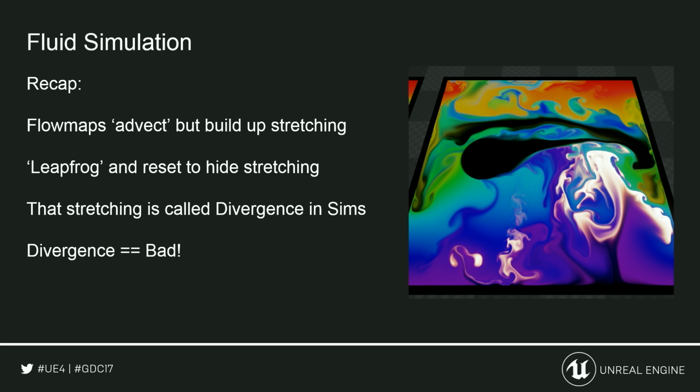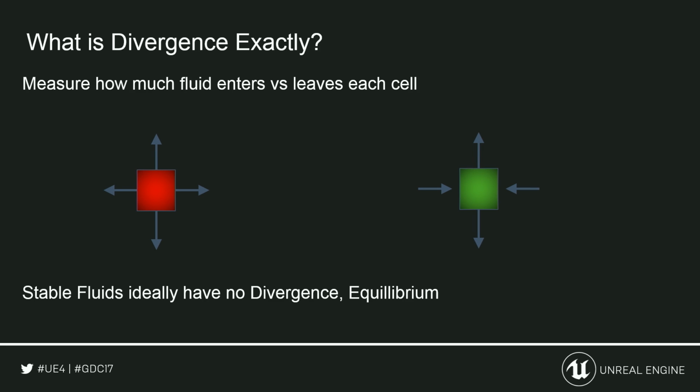And we can think about that stretching that builds up that flow maps try to hide as being something called divergence. And for right now, all I want you to remember is that divergence is bad. And typically, fluids in real life have very low or zero divergence. And what that means is that the flow is at equilibrium at any one point in our fluid. And so going back to thinking about things like textures, we think about fluids as being limited to individual cells, which are texels in our texture.